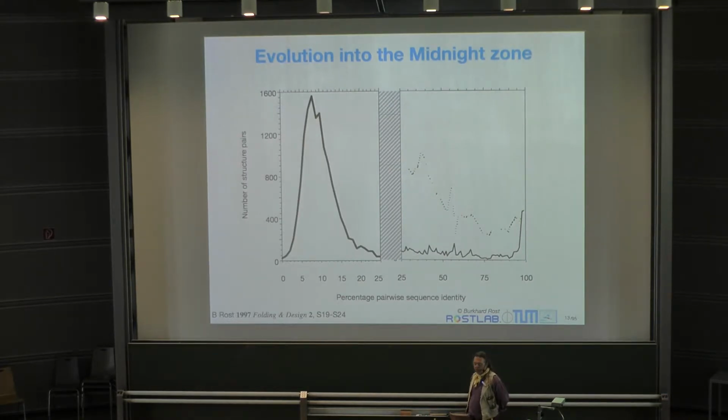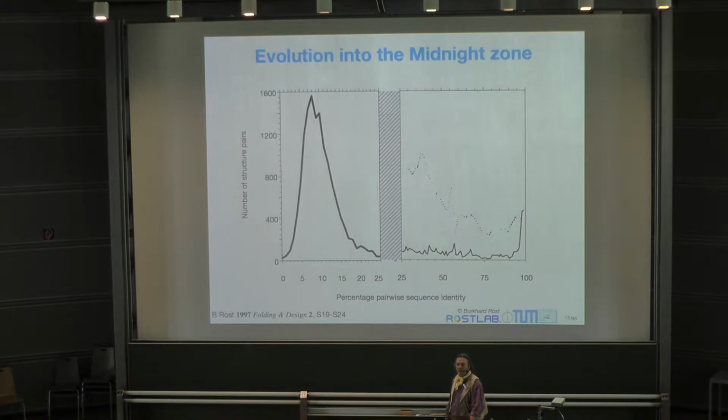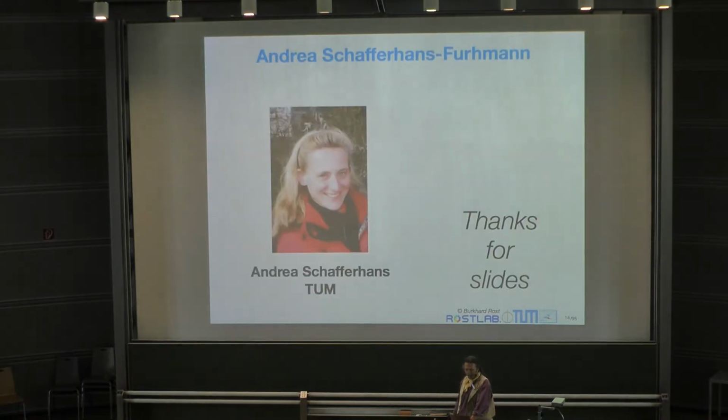I've also told you that in terms of population, most of the proteins of similar structure sit somewhere in the midnight zone where comparisons from sequence alone can actually not really reach.